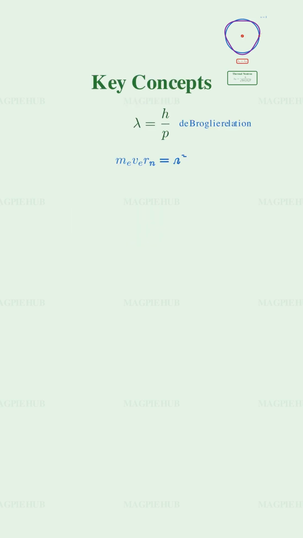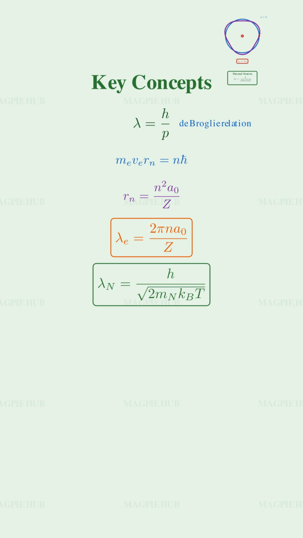The key concepts. First, the de Broglie wavelength of any particle is lambda equals h over p, where p is the momentum. For an electron in the nth Bohr orbit, the angular momentum quantization gives me times ve times rn equals n h bar. The Bohr radius of the nth orbit is rn equals n squared a naught over Z. Combining these, the electron momentum is me ve equals Z h over 2 pi n a naught. So the electron de Broglie wavelength becomes lambda e equals 2 pi n a naught over Z. For a thermal neutron with kinetic energy kBT, its de Broglie wavelength is lambda n equals h over square root of 2 mn kBT.